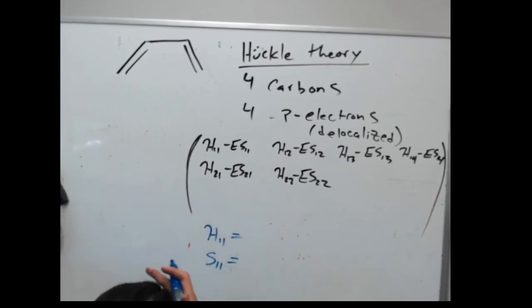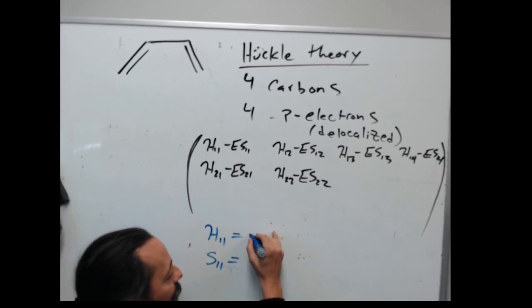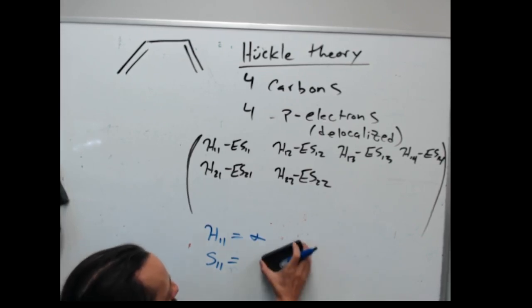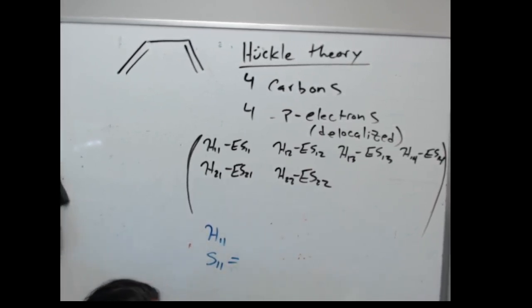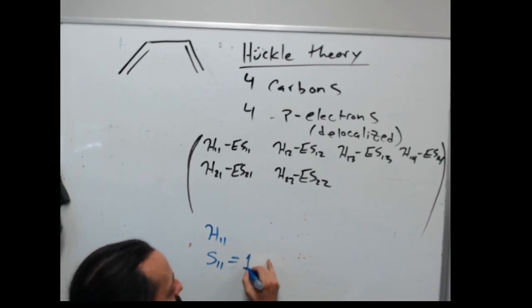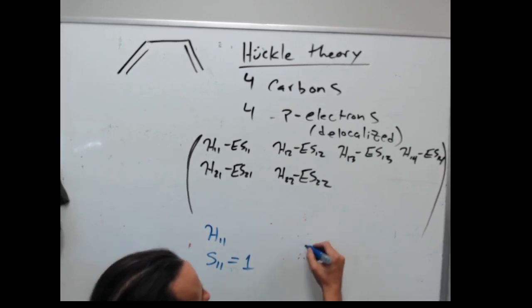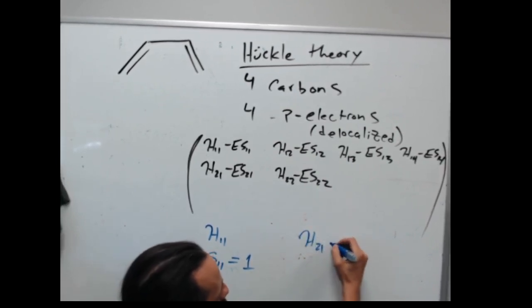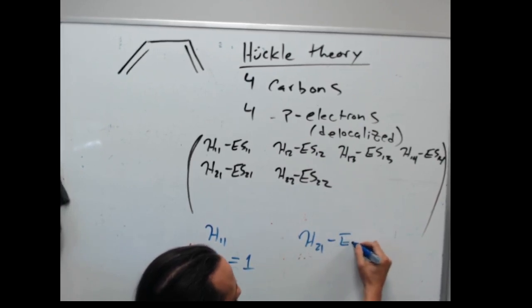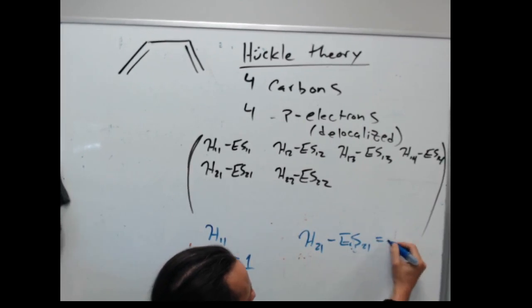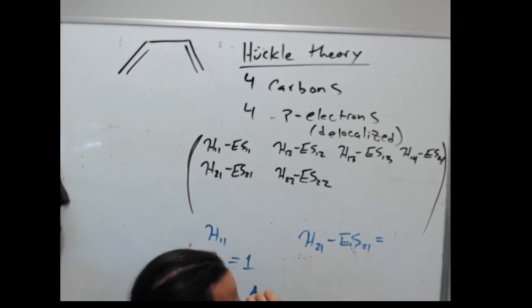So what the textbook does is it refers to H11 as just some term alpha, which I don't like that much because we already have alpha for spin. So I'm just going to leave them all labeled as H11. And they're all going to be some value associated with them. The S11s, it turns out, are all normalized, so those all go to 1. And then the H21 minus ES21 is equal to some other value.